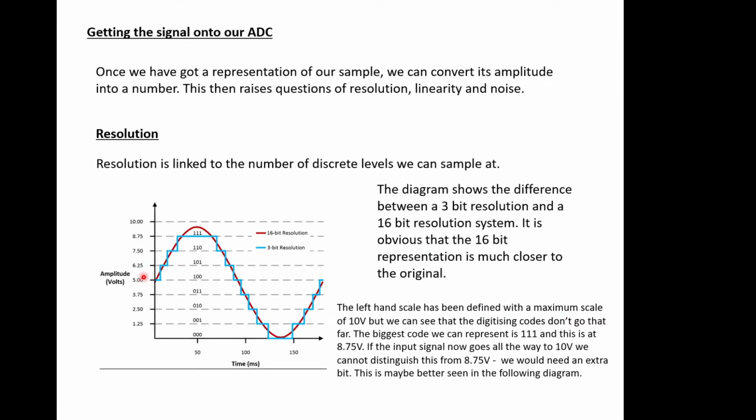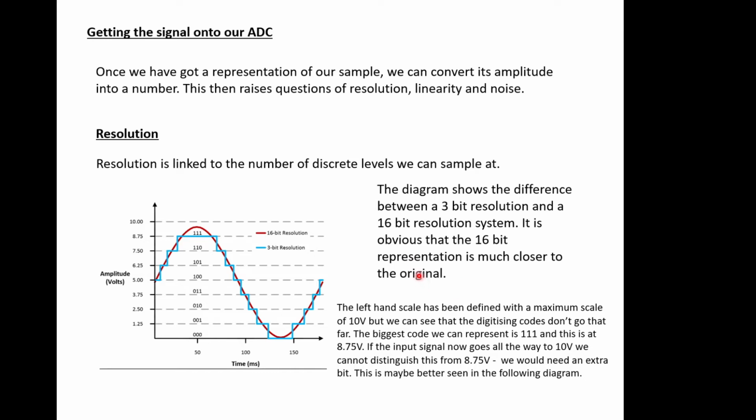And once we've got the representation of our sample, we need to then turn the amplitude into a number. And this introduces its own issues as well. Resolution, linearity and noise are the main ones that we're going to be interested in. So resolution, hopefully we've got some idea of resolution. It's linked to the number of discrete levels that we can sample at. So we've got a 3-bit system, the blue line here, showing a chunky representation of the sine wave, and a 16-bit resolution one. It looks like a continuous sine wave, but if you zoomed in, you'd see that it's still got some coarseness to it, but not a great deal, obviously. So the higher the resolution, the better the representation of the original signal, which is all good.